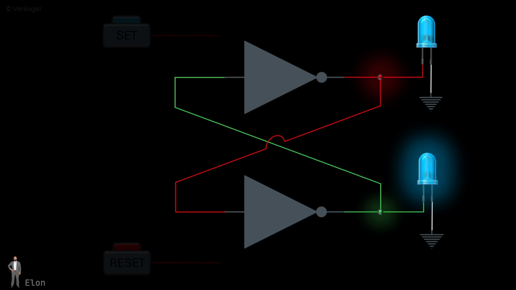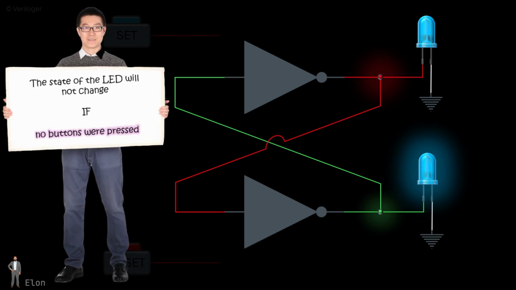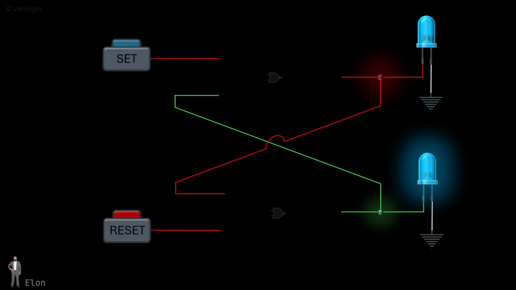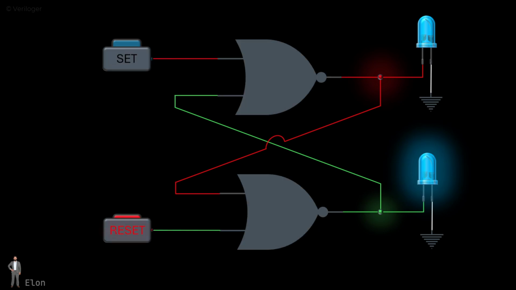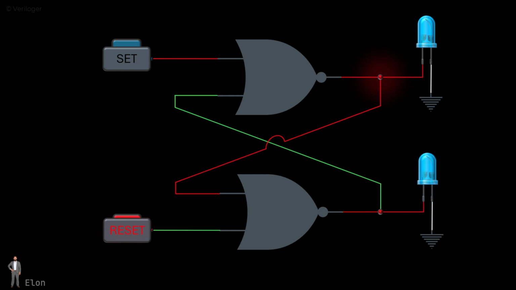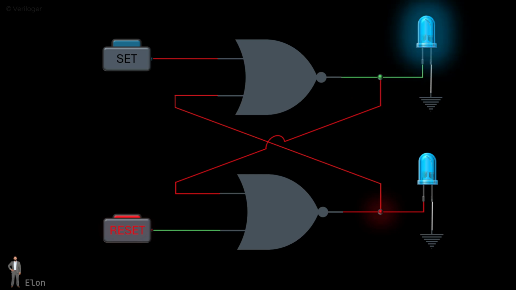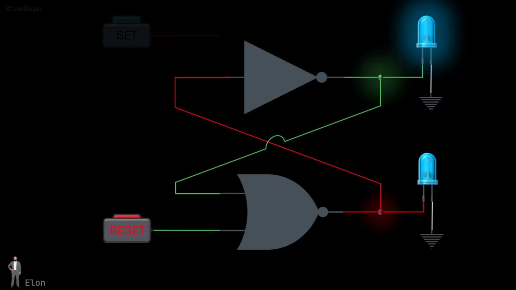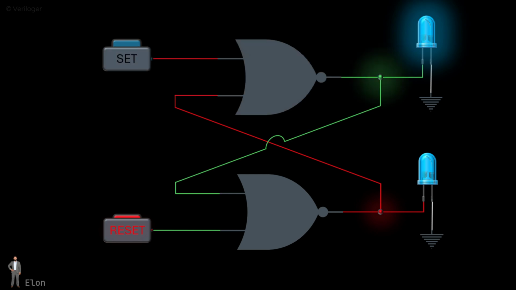Elon was happy as he remembered the professor saying that the output of the LED shouldn't change if no buttons were pressed. Finally, Elon pressed the reset button. The lower NOR gate blocked the current, so the lower LED turned off, but the signal propagated to the input of the upper NOR gate and the upper LED turned on. This happened as the upper NOR gate acted as an inverter because the set button wasn't pressed.